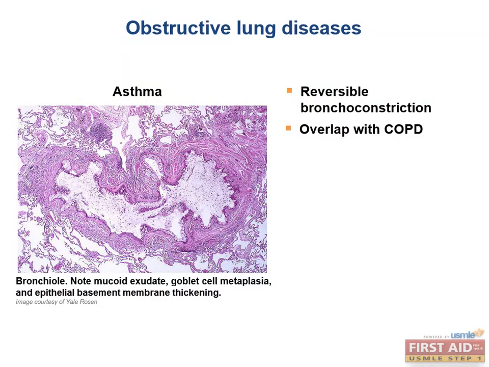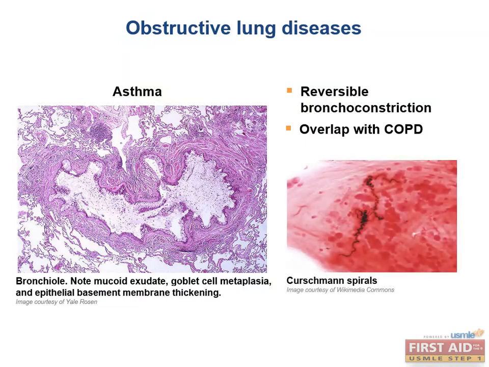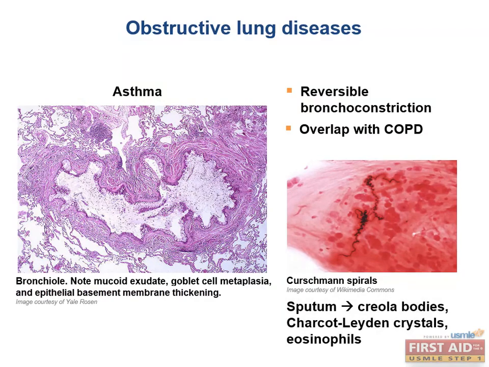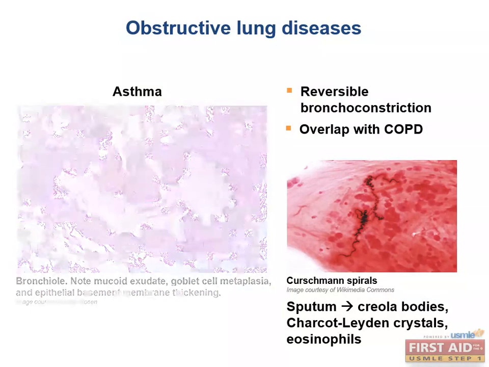The classic pathology associated with asthma is smooth muscle hypertrophy, airway inflammation, and mucus plugging. Curschmann spirals are shed epithelium that is a byproduct of the mucus plugging. You can see the obvious corkscrew shape here. So, if you looked at the sputum of an asthma patient, what else could you see? Well, you might find Charcot-Leyden crystals, and of course, eosinophils, especially in allergic asthma.